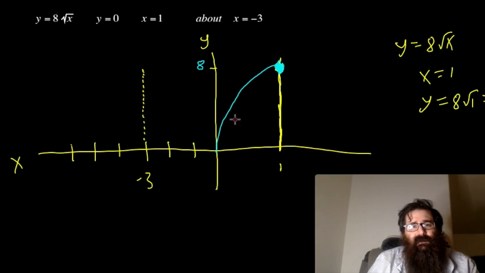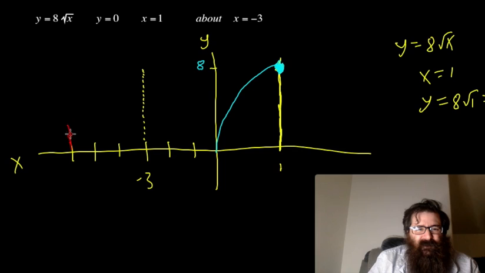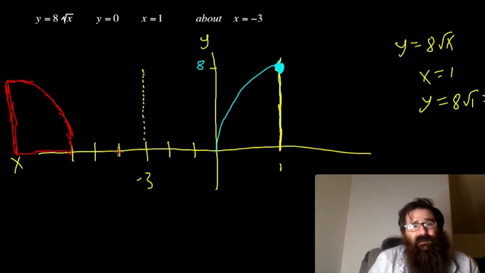So my original region is right here, and then I have 1, 2, 3 units of space. So on the other side of my mirror, my dotted line at x equals -3, I need 1, 2, 3 units of space. And then from there, I can try to mimic this as best as I can. I get my rotated region in red. There's my rotated region.